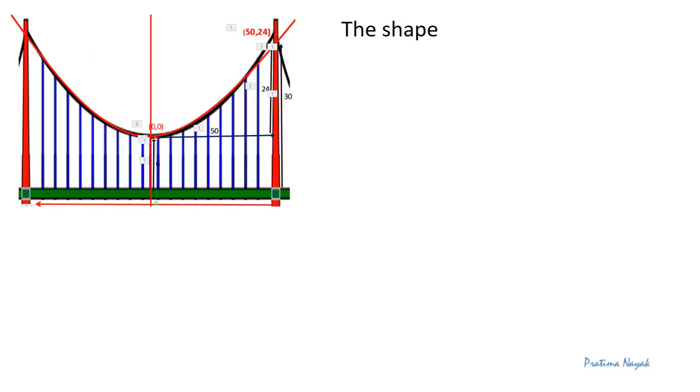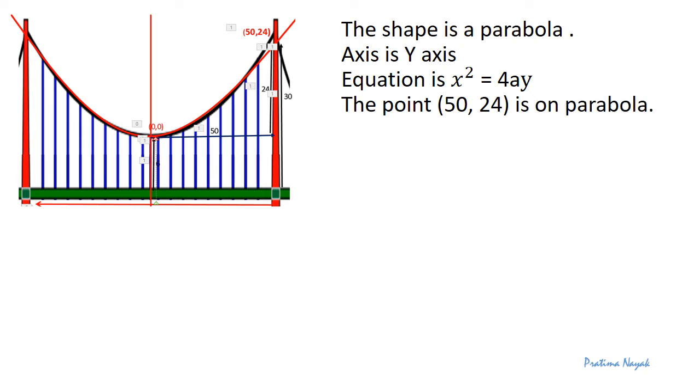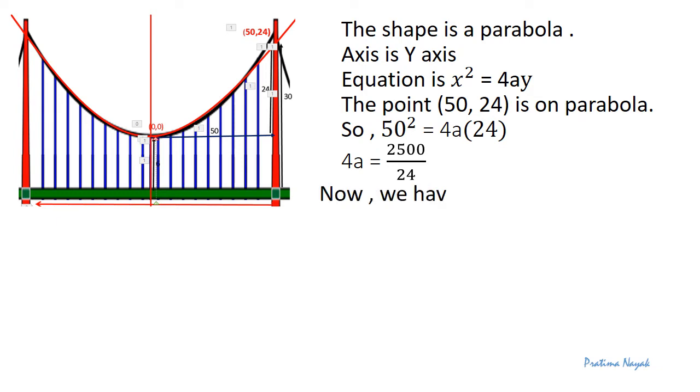The shape is a parabola, axis is the y-axis, so the equation can be written as x square is equal to 4ay. So now you must have understood from the last figure that the point 50, 24 lies on the parabola. So putting in the equation we'll get 50 square is equal to 4a times 24. So this gives us 4a is equal to 2500 by 24.